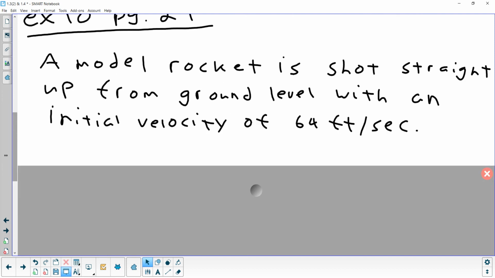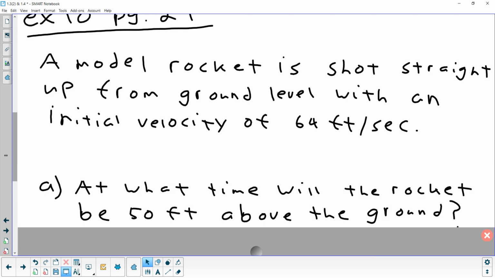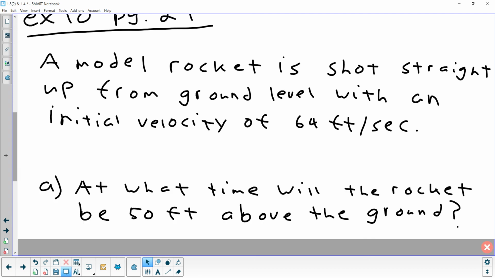So this says a rocket is shot straight up from ground level with an initial speed of 64 feet per second. So maybe it's like one of those water-powered bottle rockets. You pull the cord and it takes off. There's no engine on the rocket to keep it going. So at what time will the rocket be 50 feet above the ground?